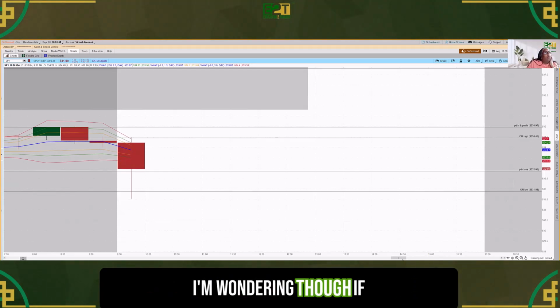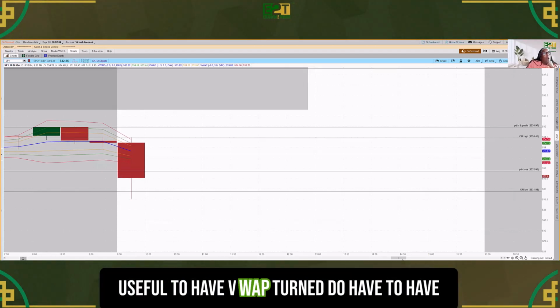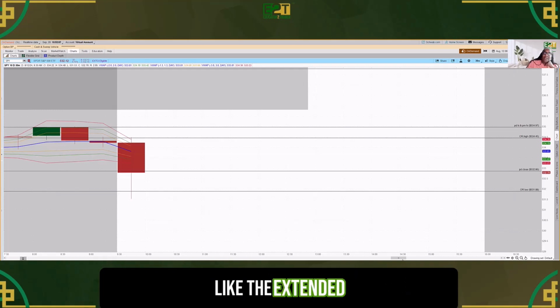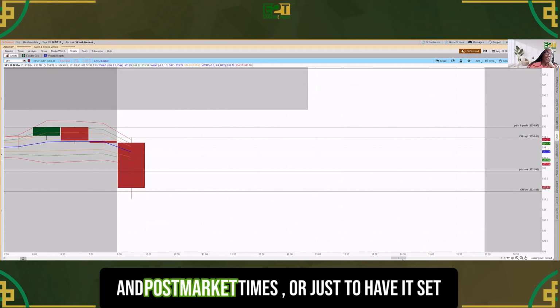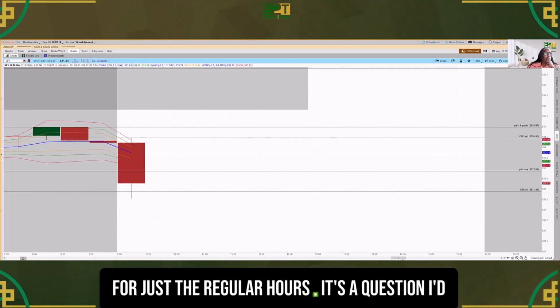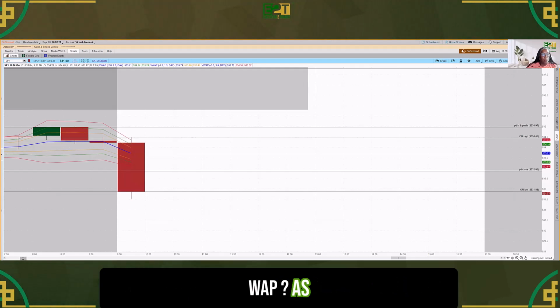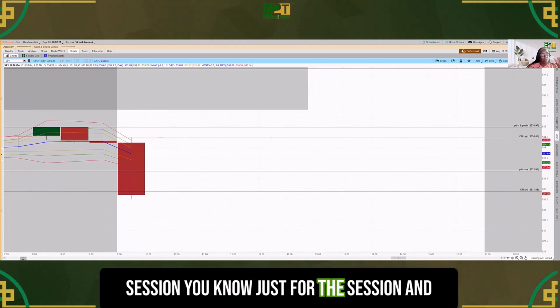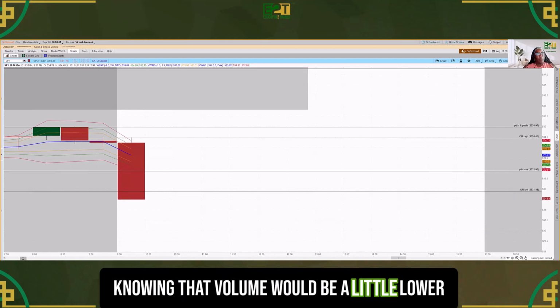I'm wondering though, if it makes more sense or if it would be useful to have VWAP use the extended hours, like the pre-market and post-market times, or just have it set for just the regular hours. It's a question I'd like to know. Would you set VWAP for just the session and not have the extended trading hours, knowing that volume would be a little lower there?